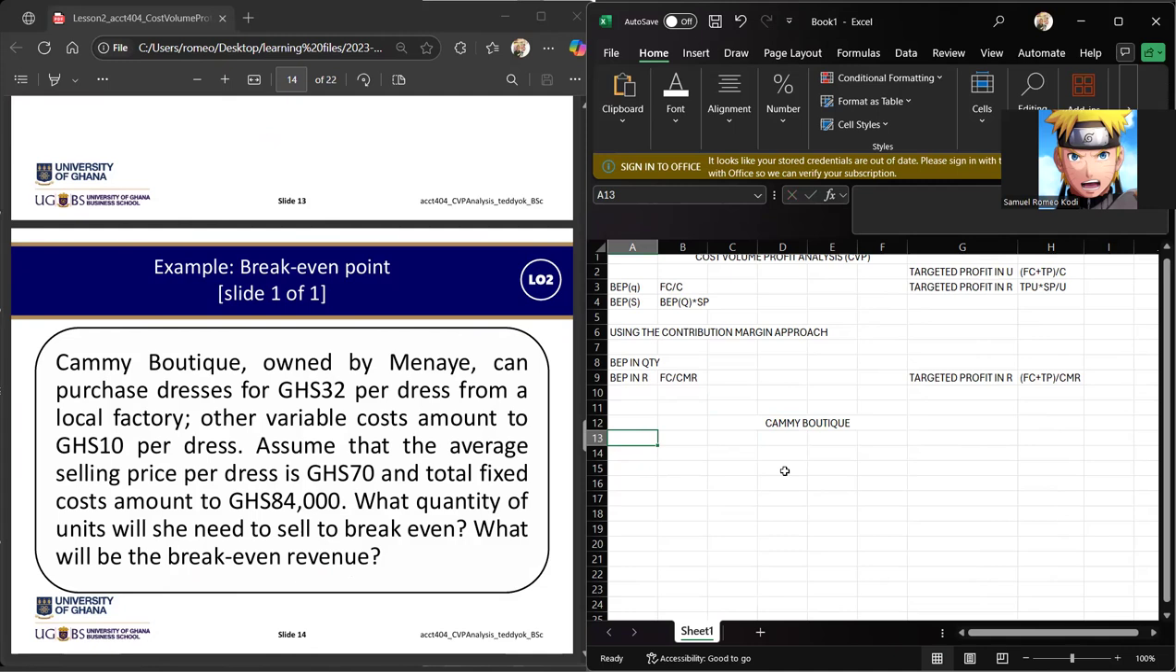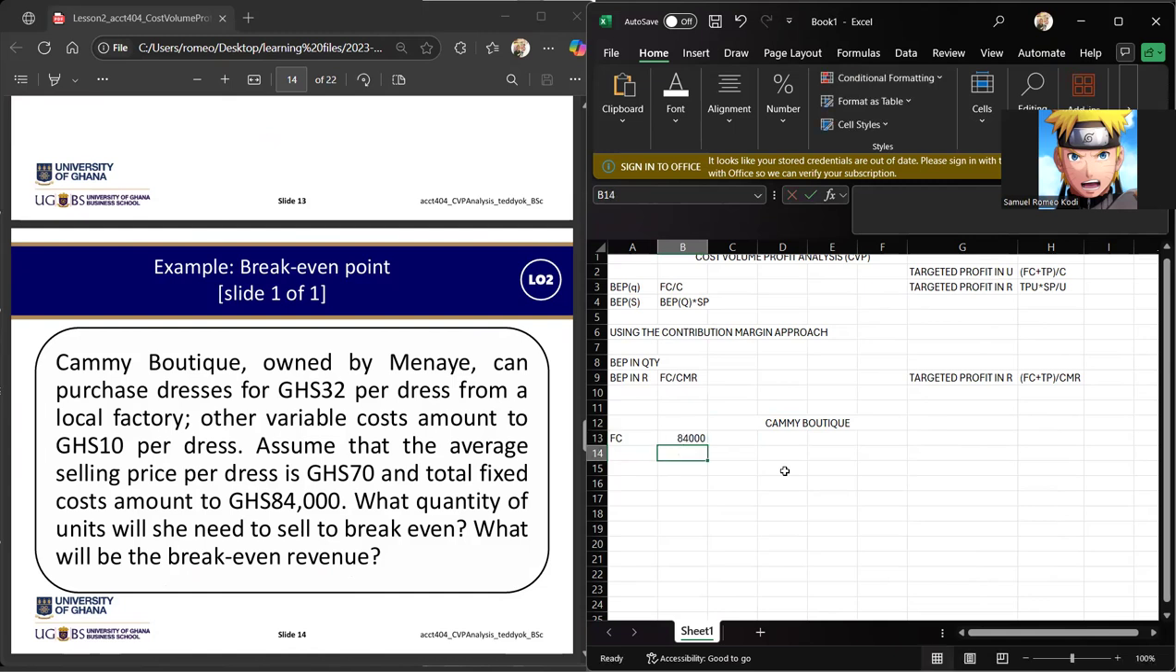Okay, so let's jump into it. I gave you the format, it's at the top, so I don't need to write it. There are three things you need to look for: your fixed cost, your selling price per unit, and your variable cost per unit. The difference between the selling price per unit and the variable cost per unit is your contribution margin.